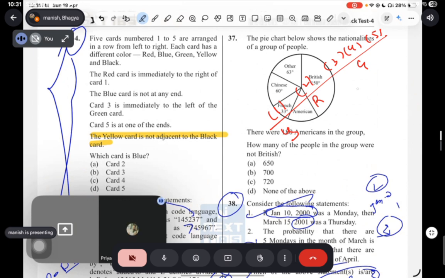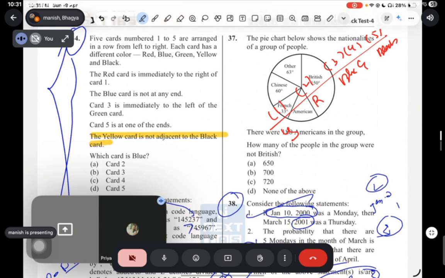Manish, card number 3 is blue? Card 3, I have to solve actually. You guys are getting blue? No, I am not getting it. Manish, where are you stuck? See here, card 5 is at one of the ends. Why has he given this statement? Already 5 is the last number, which is put at the right side. So it's a normal thing, no?